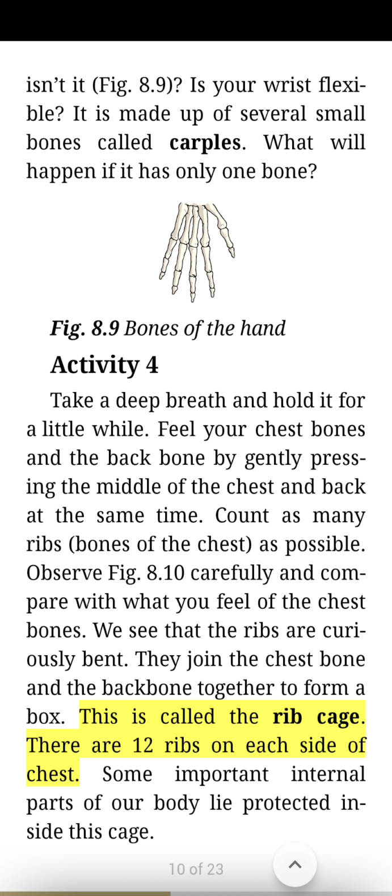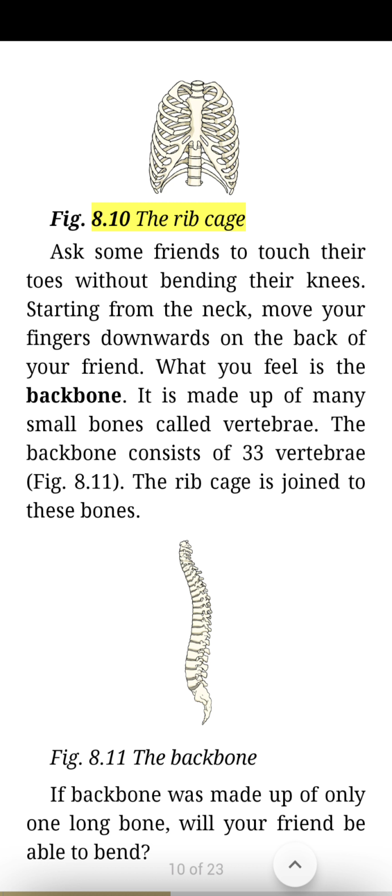There are 12 ribs on each side of the chest. Some important internal parts of our body lie protected inside this cage. Fig. 8.10. The rib cage. Ask some friends to touch their toes without bending their knees.